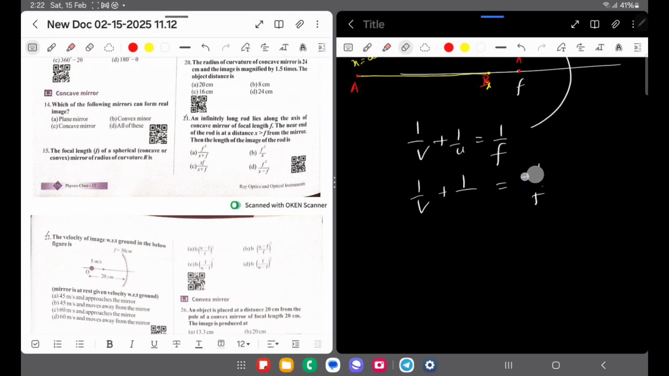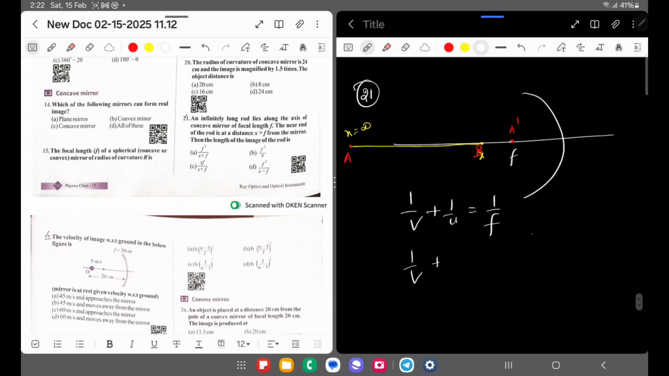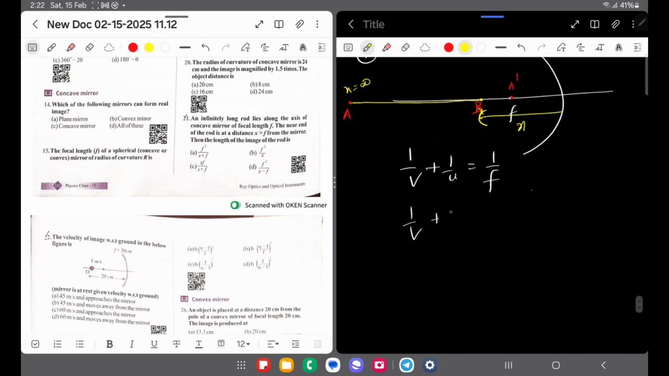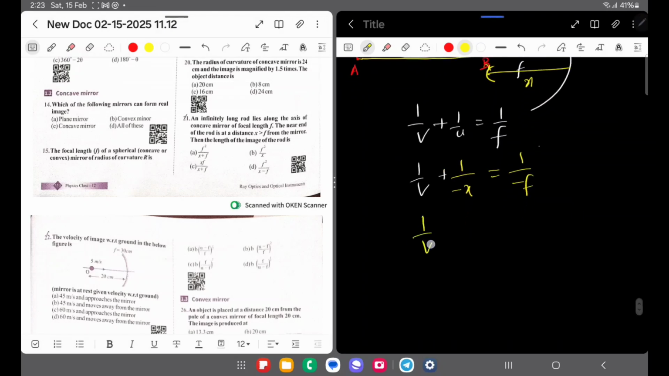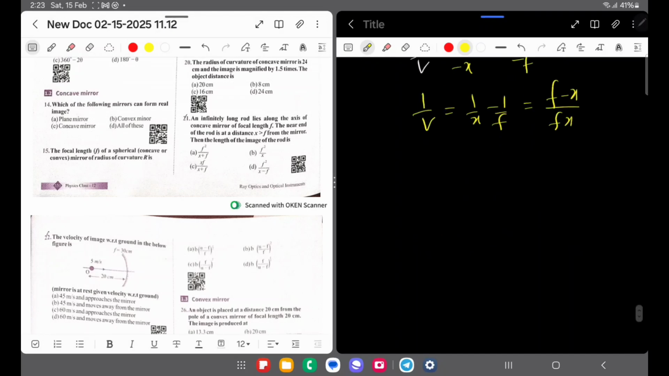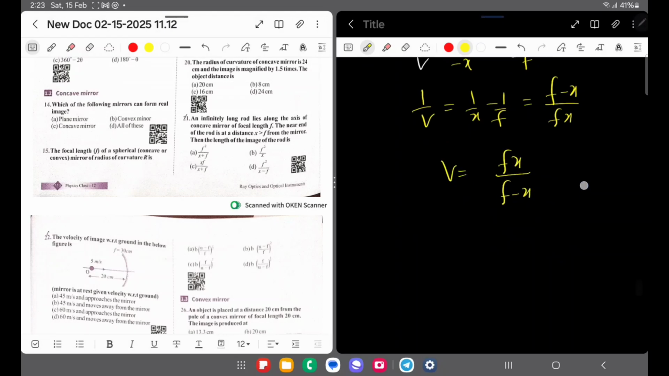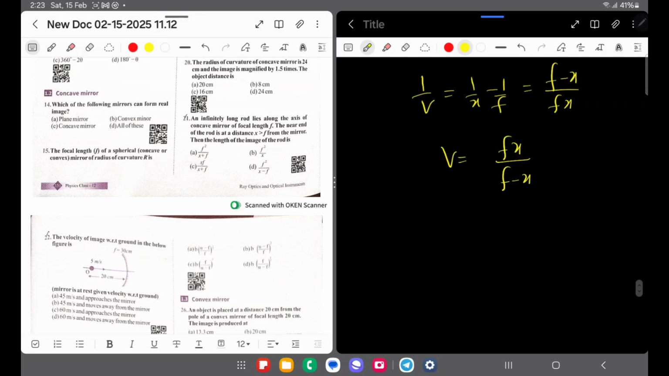Instead of taking this, we can do the sum this way. We do not know at what location B is located, so we can call this distance x. As per the relationship we discussed, u is equal to minus x and f is equal to minus f. If I simplify this, I get 1 by v equal to 1 by x minus 1 by f, which is f minus x by fx. So, v equal to fx by f minus x.